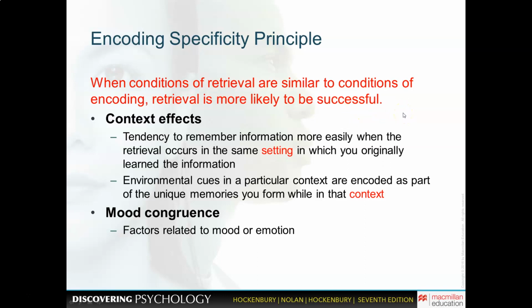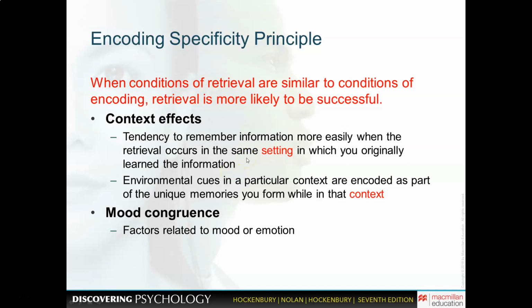So basically that just means when we are in a situation, we are more likely to remember it if we happen to be in a situation that is really similar to the situations when we first encoded the information. So basically, there are two types right here that they talk about. So that refers to context effects. And that means, basically, we tend to remember information more easily when retrieval occurs in the same setting in which you originally learned the information.